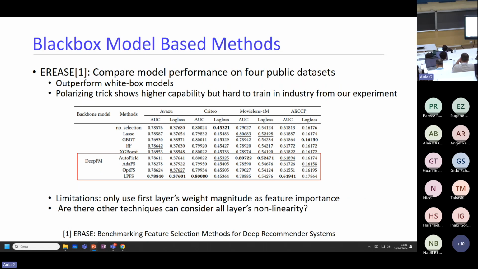In our benchmark series, we also compare the performance of this gating-based black box method, and the experiment result shows that they outperform the white box based method, and the polarizing trick shows higher capability. But in our industrial application, we found it's hard to train. The limitation of this method is that they only consider the first layer's weight magnitude as a feature importance. So the next question is, are there other techniques that can consider all layers' nonlinearity altogether?